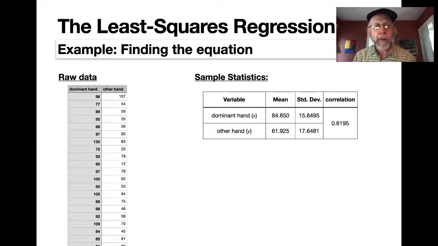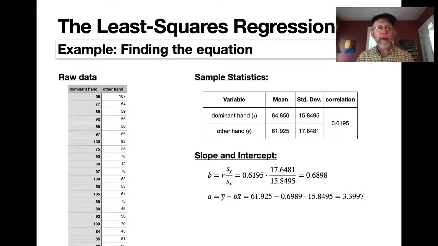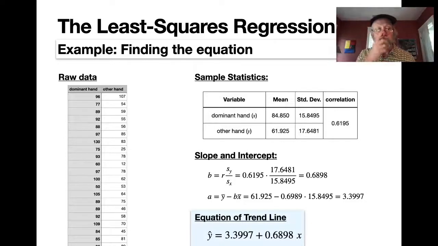And then we would apply those two equations to find our least squares slope and intercept. And here you see that worked out. So the least squares slope turns out to be 0.6898, and the least squares intercept turns out to be 3.3997. And that gives us the equation of the least squares line. Y hat, our mean response, would be 3.3997 plus 0.6898 times x.